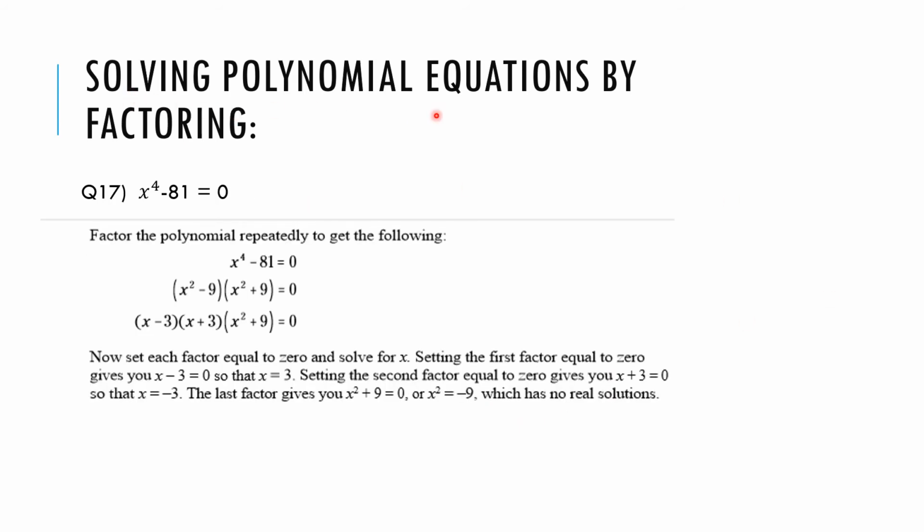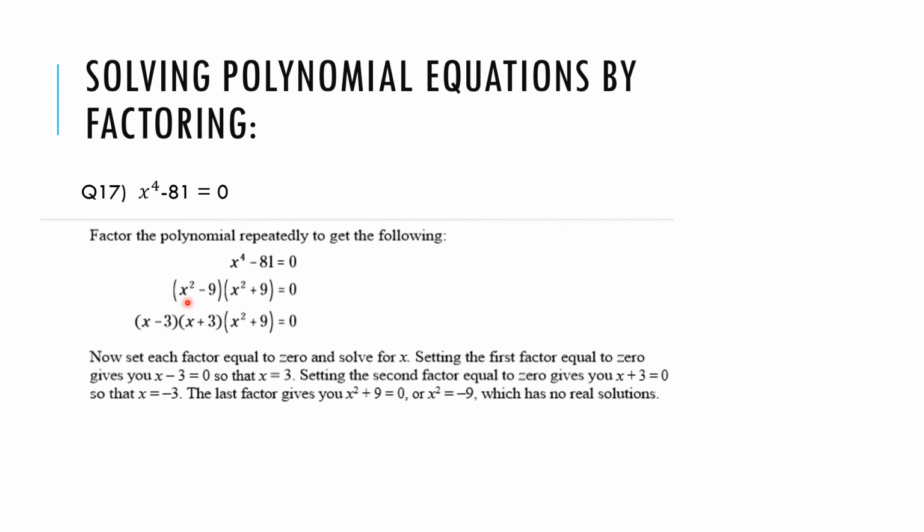Okay, solving polynomial equations by factoring. x^4 minus 81 is equal to 0. Factor the polynomial repeatedly to get the following. x^4 minus 81 is 0. (x^2 minus 9)(x^2 plus 9), using a^2 minus b^2 equals (a plus b)(a minus b).